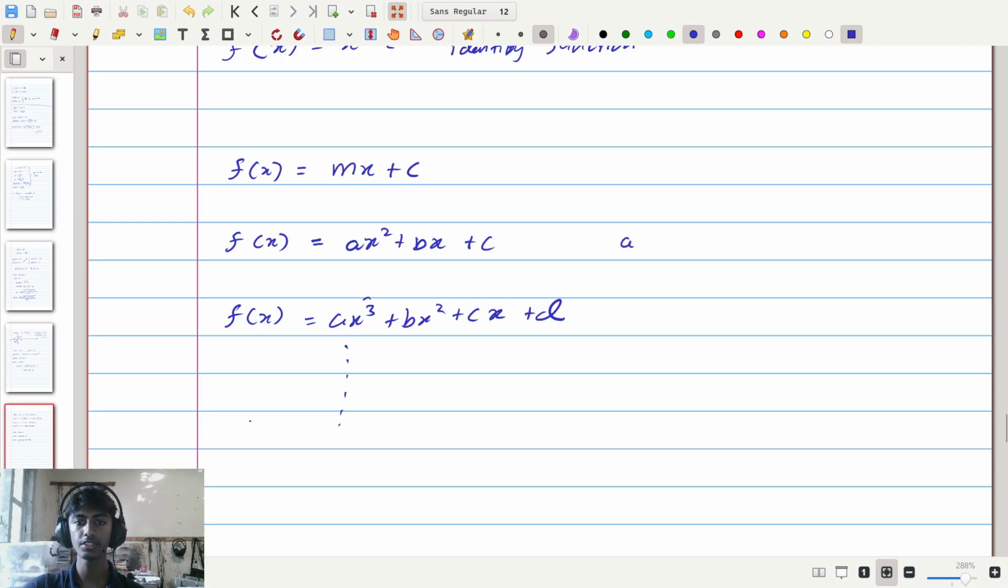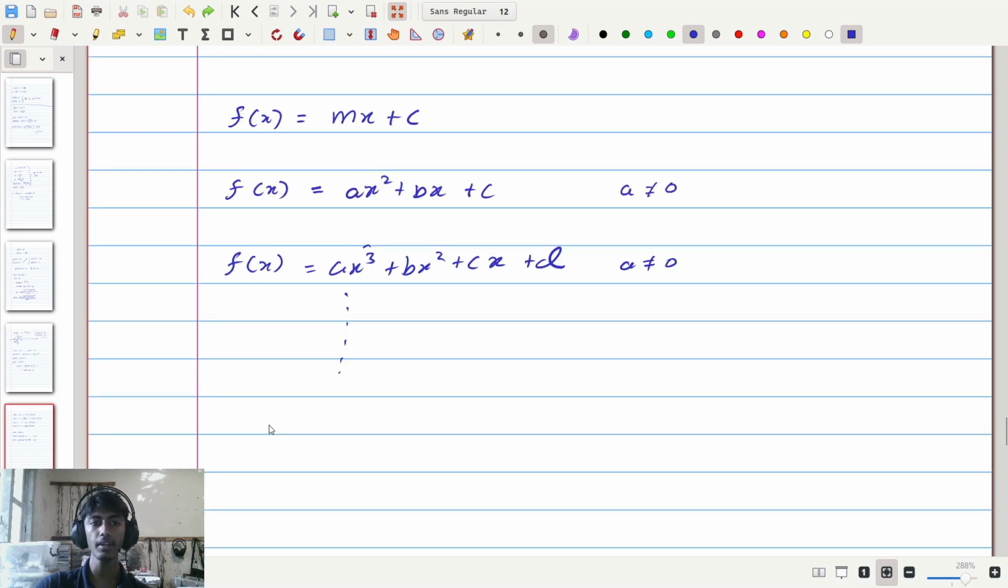For all of these functions, this a is not equal to 0, here also a not equal to 0, and here there's no real limitation that m not equal to 0, but generally if we are expressing a line, we would have some m. m can of course be 0 potentially, but a quadratic function should not have its a equal to 0, because then it would not be a quadratic function. If a was 0, this part would not exist and we would have a linear function. Similarly, if a was 0 here, this part would not exist and we would have a quadratic function. So we express the limitation that the highest order term's coefficient should not equal 0.